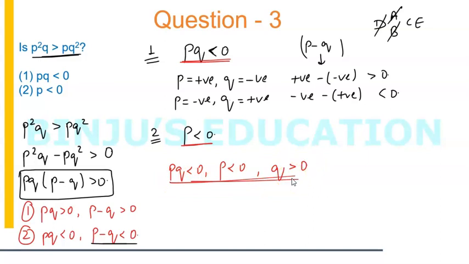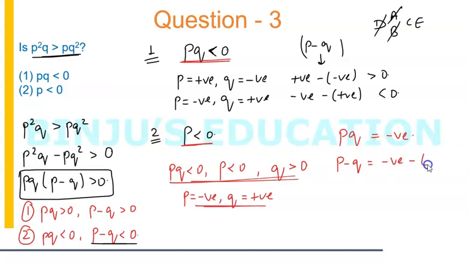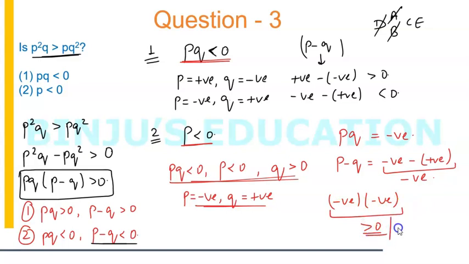Which means that Q has to be greater than 0, which means P is negative and Q is positive. Now let's use these signs in the actual expression. So if we talk about PQ, this will become negative because this is positive into negative. And if we talk about P minus Q, this will become negative minus positive, which in turn overall is negative. So we have a negative quantity PQ whole multiplied by another negative quantity, which is P minus Q, and this entire thing is greater than 0, or effectively this is a positive.